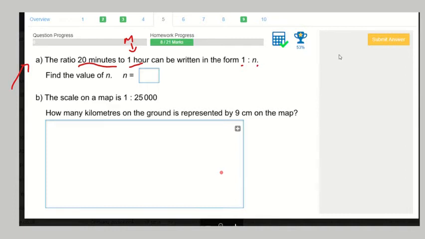So we know that the ratio is 1 to n. That's the same as 20 minutes to 60 minutes. Now to get 20 down to 1, which we have to enable us to find the n number, I'm going to divide 20 by 20. 20 divided by 20 is 1. Whatever I do to one side of the equation, I've got to do to the other. 60 divided by 20 is 3. So the answer they want for question 1 is 3.